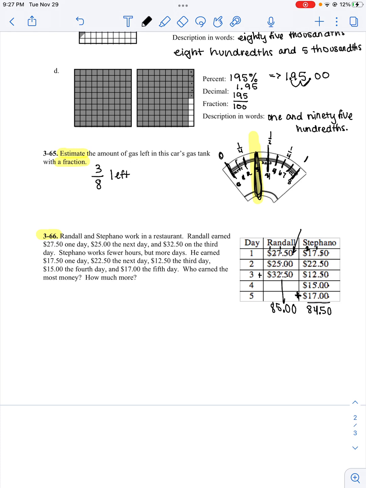So who earned more money? Well, Randall earned 50 cents more than Stefano.